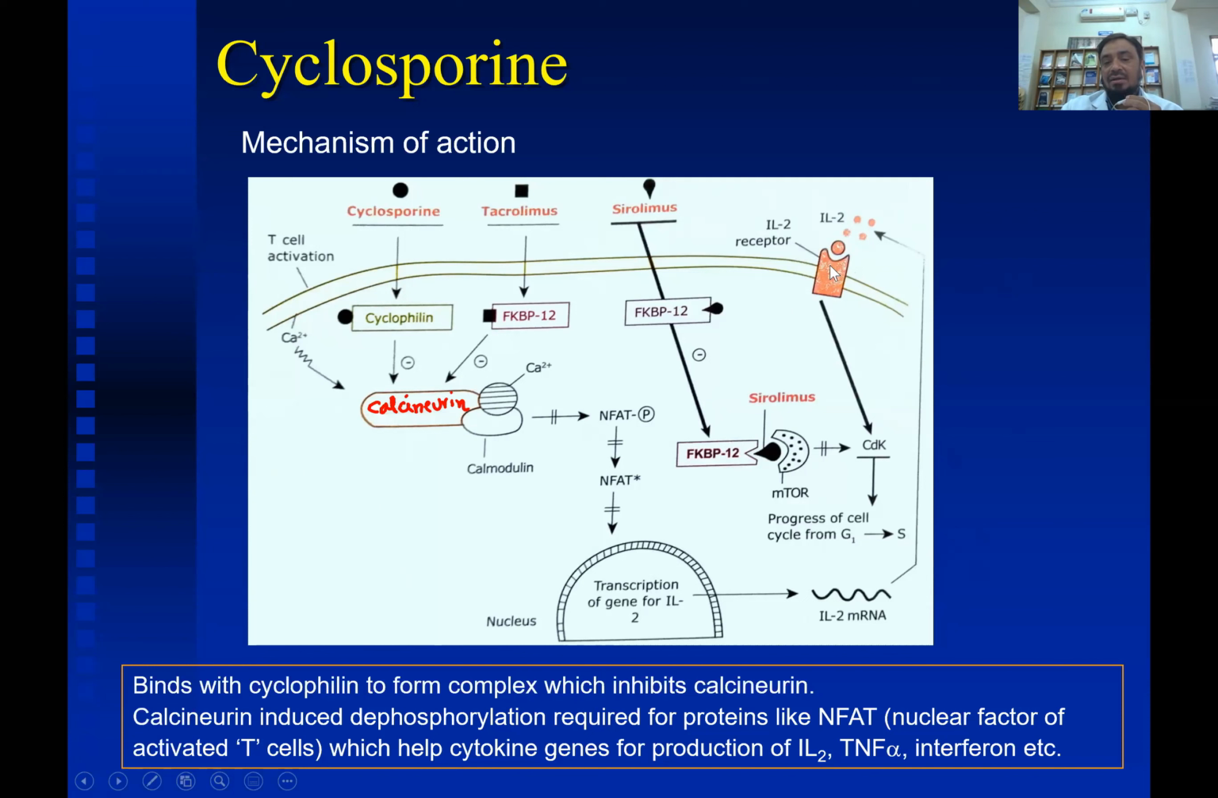But by acting on this IL-2 receptor of the T cell itself, it can cause the activation of CD kinases, and that leads to the progression of the cell from G1 to S phase. In this, the major role is played by a protein known as mTOR. mTOR is the mammalian target of rapamycin. So cyclosporin inhibits the calcineurin.